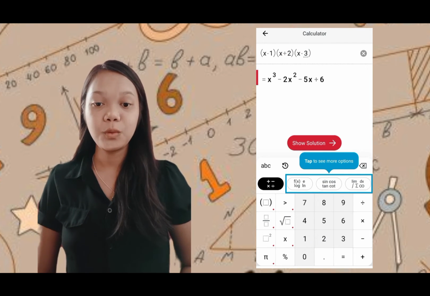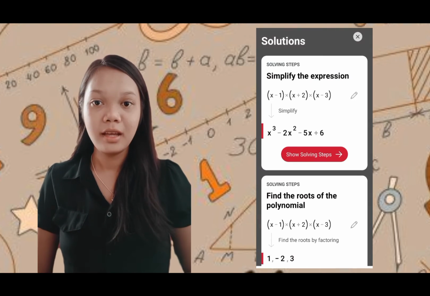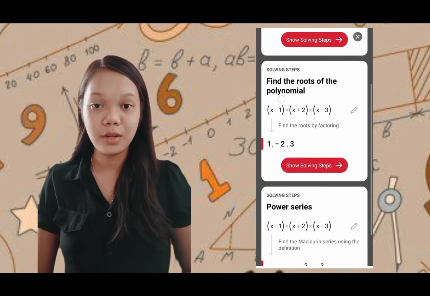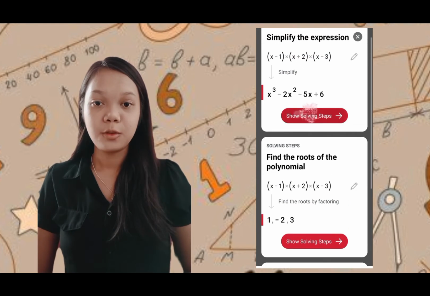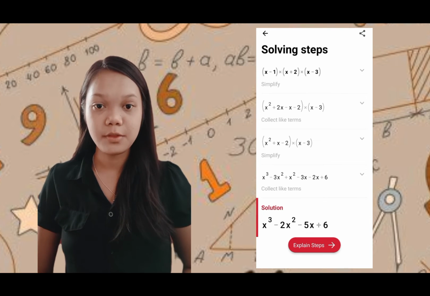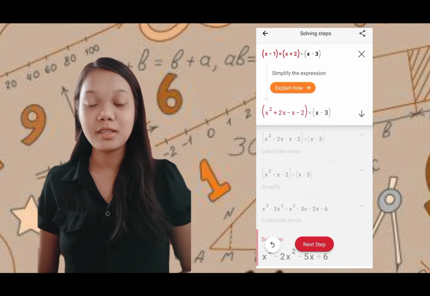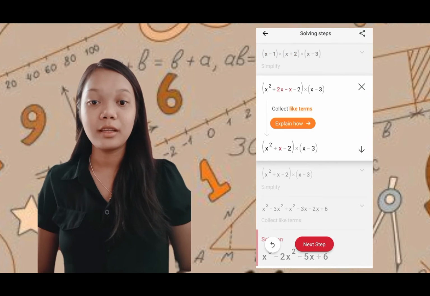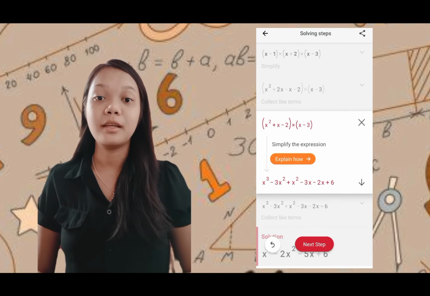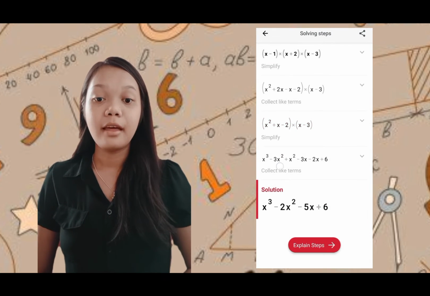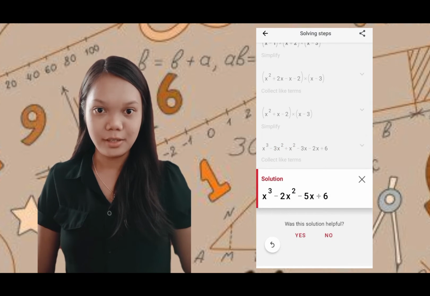If you want to know the step-by-step solutions, just press show solution. And then choose what you want to know, for example, this one. So these are the solving steps. First, simplify the first and second binomial, and then collect the like terms, and then the product of that is multiplied by the third, and then collect the like terms again, and that's the final answer.